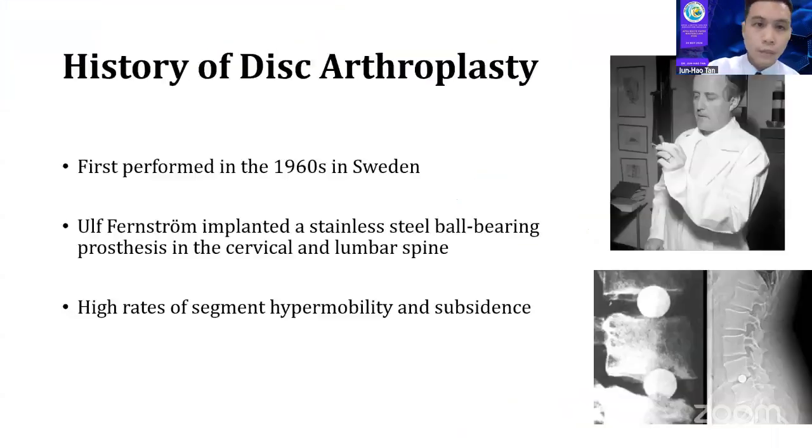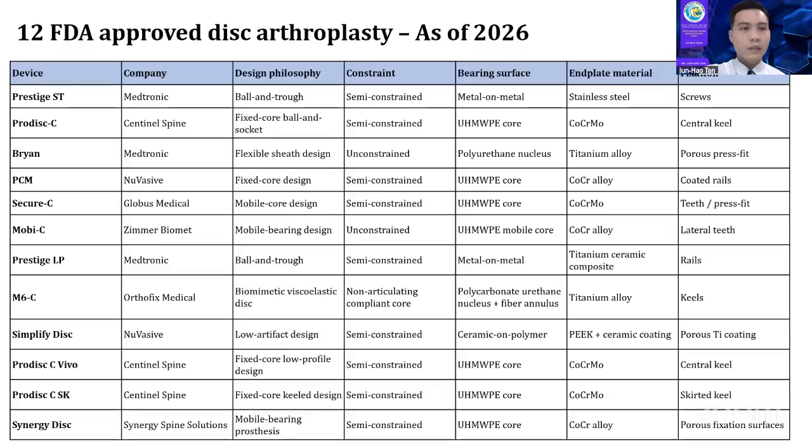So just a quick word about the history of this arthroplasty. It was first performed in the 1960s in Sweden by Dr. Fernstrom, who implanted a stainless steel ball-bearing prosthesis in both the cervical spine and the lumbar spine. However, it was reported to have a high rate of segmental hypermobility and subsidence. While preparing for this talk, I found that as of 2026, there are 12 different types of FDA-approved cervical disc arthroplasty alone.